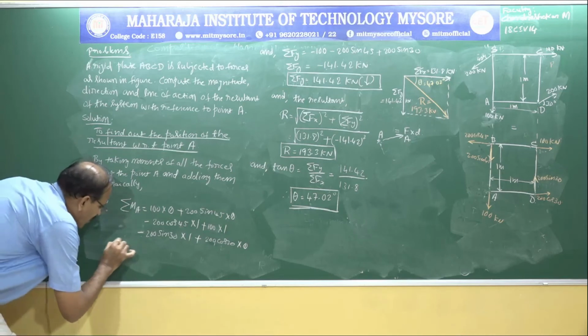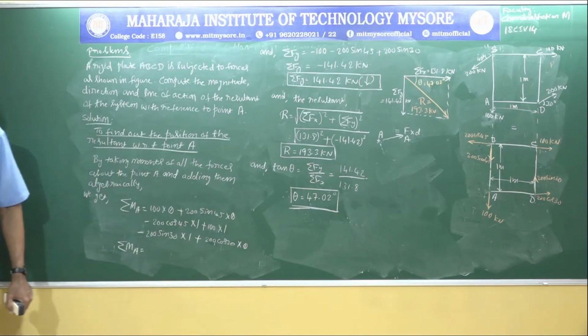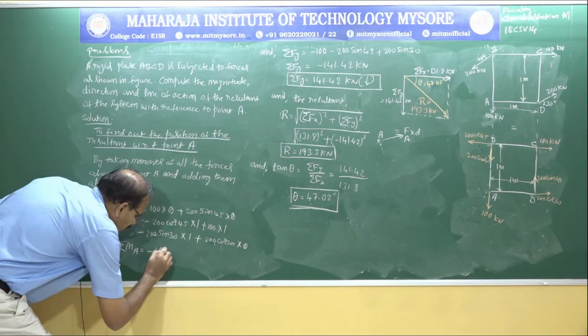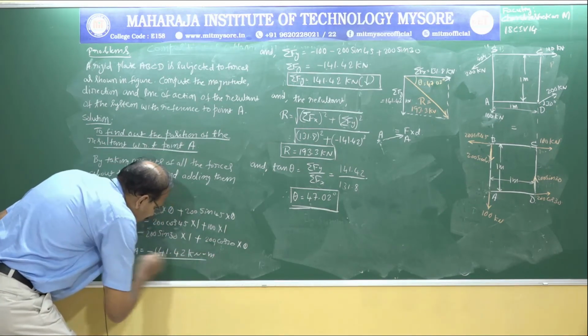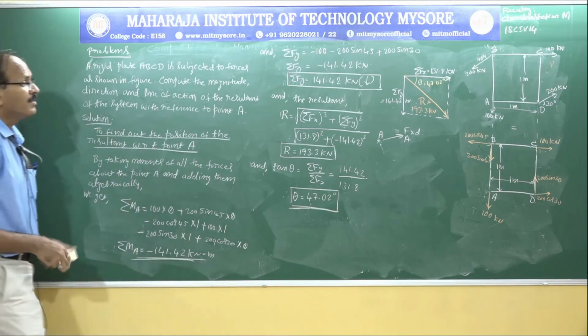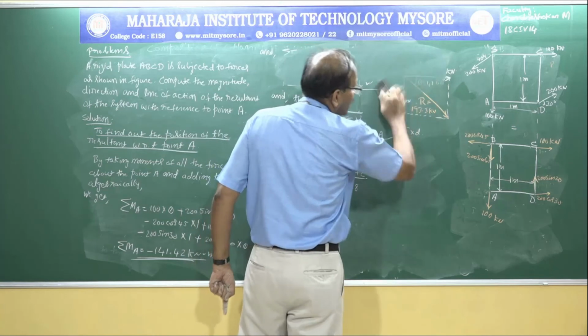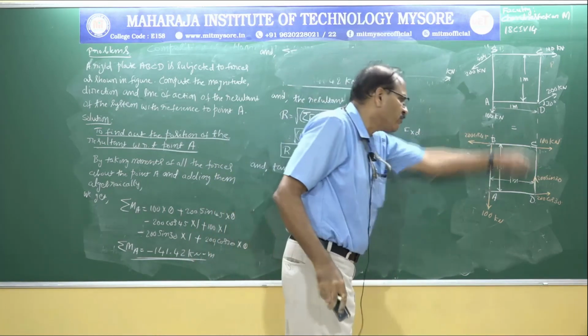So finally, sigma MA equal to minus 141.42 kilonewton meter. That is the moment experienced by the point A due to all these forces.